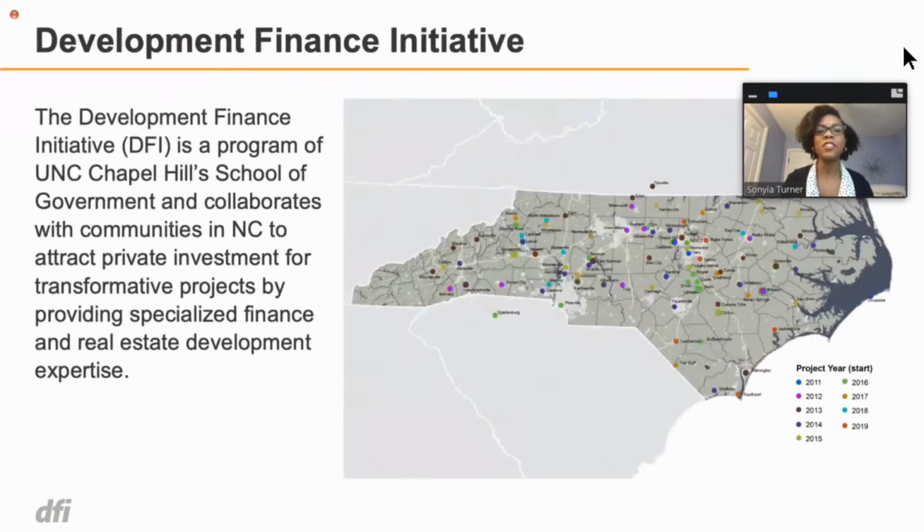And so just a little bit of who DFI is. Since 2011, DFI has partnered with local governments across North Carolina, as well as in Virginia and South Carolina, to attract private investment into transformative real estate development projects. And we have now assisted with over 134 projects across the state. So we bring specialized real estate finance and development expertise that has a proven track record of finding solutions to complex development projects.